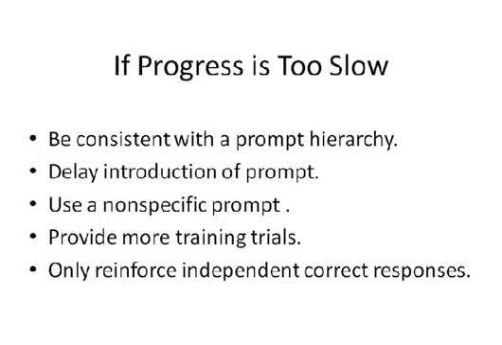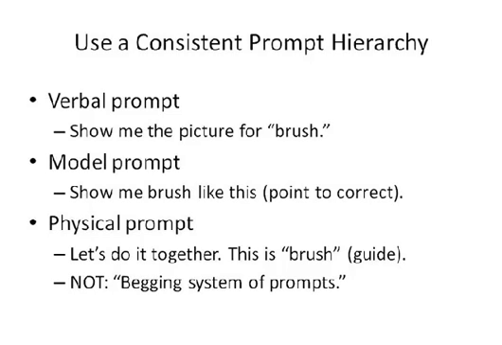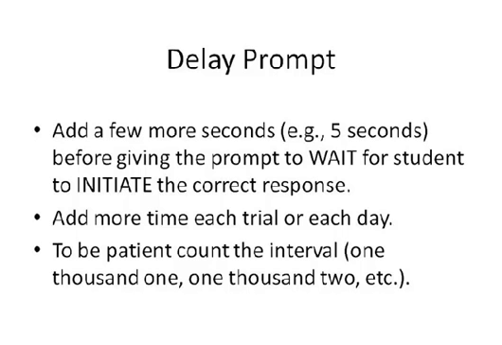If the progress is too slow for the student, there again are 5 ways that we can address that. The first one is a prompt hierarchy, where we follow a verbal prompt, a model prompt, and a physical prompt for the students, so that we're not jumping from a verbal to a physical, but we're going through a consistent prompt hierarchy, and all individuals who are working with the child use the consistent prompt hierarchy. Another way is to delay the prompt, giving them appropriate wait times before we provide the prompt so that the student can initiate the correct response.